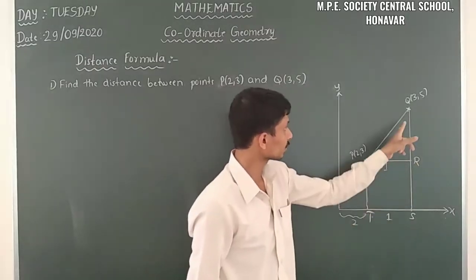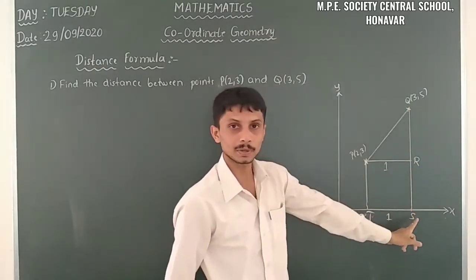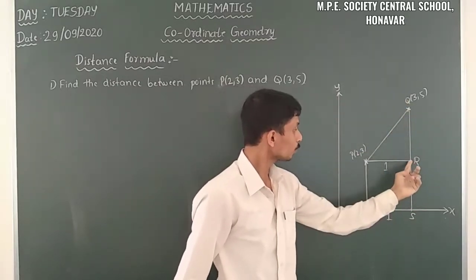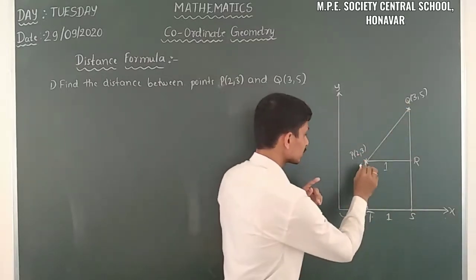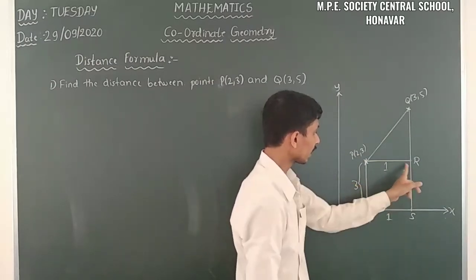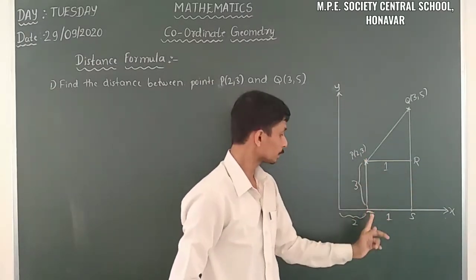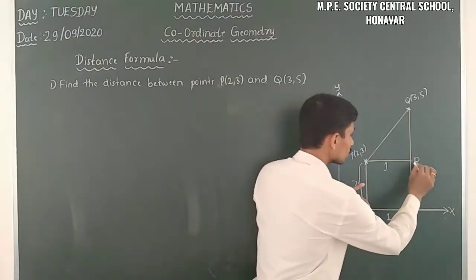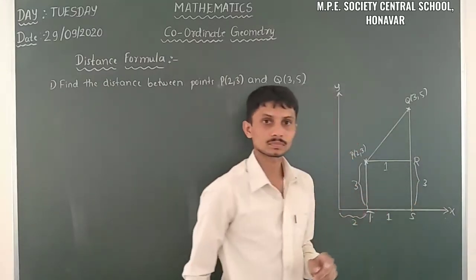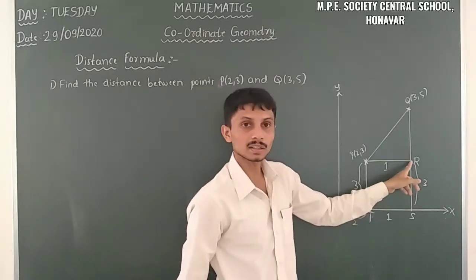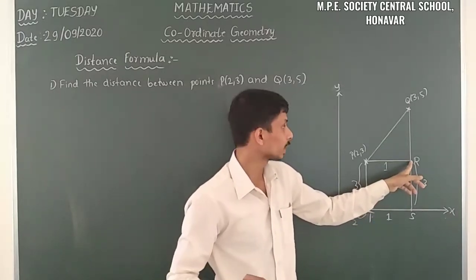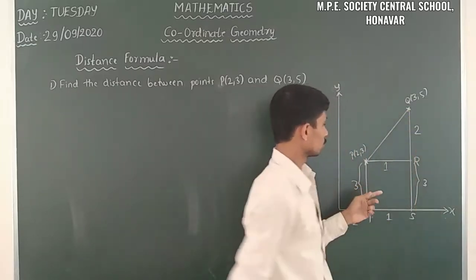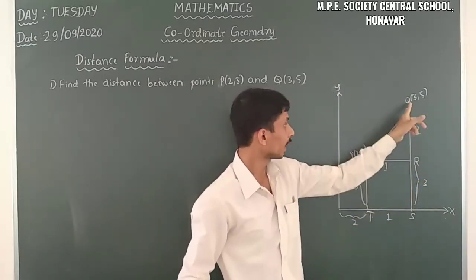Then let us come here. Here the total vertical distance is up to 5. Up to here we have 3, so this distance is 3. When PT is 3, RS is also 3. Up to this part 3 is covered, so the remaining part up to 5 is 2. Here we have 2. So that means here we have PR and QR.